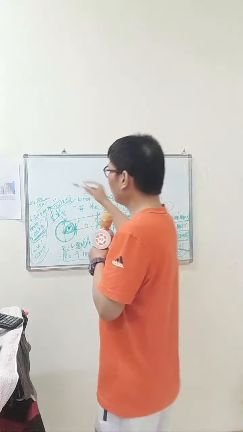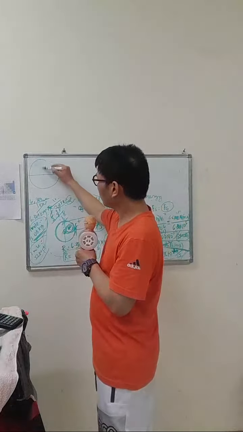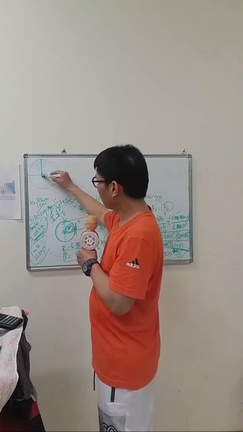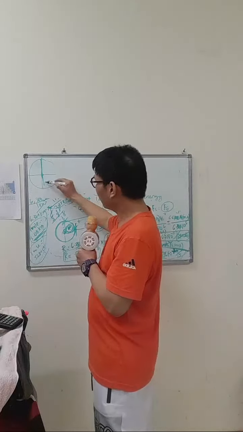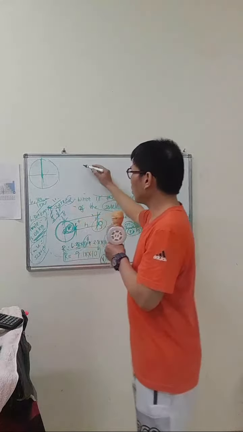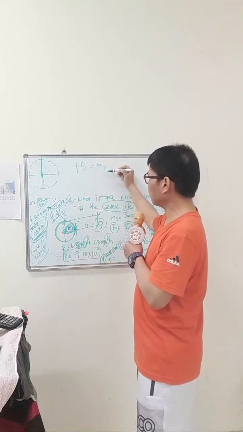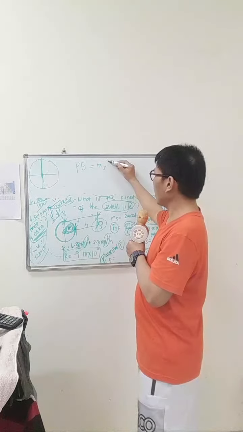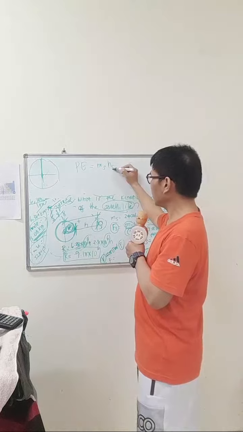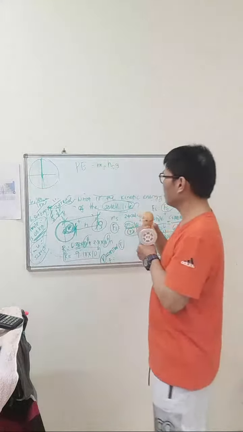So I am referring to the longitude. If this is the Earth, this is the equator. From here to here is the longitude, right? This is the latitude. So potential energy is equal to the mass of the satellite times the height of the satellite times the acceleration due to gravity.